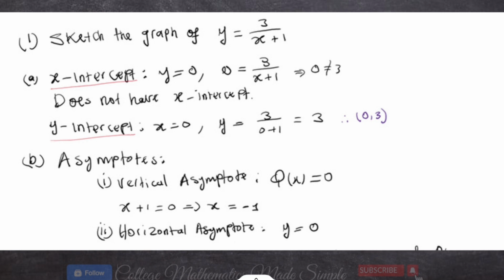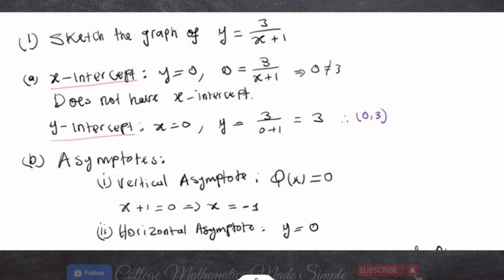Now, for the y-intercept, the point at which the graph crosses the y-axis, x is equal to 0. So we substitute for x equal to 0 and y is equal to 3. So the graph will cross the y-axis at (0, 3).